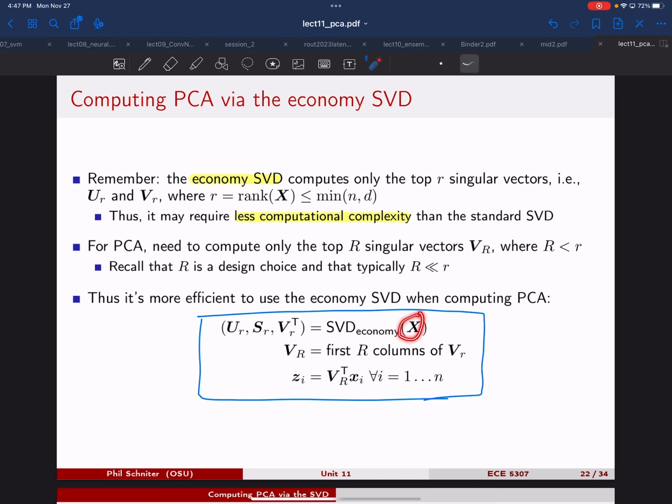You take your feature matrix, do the economy SVD. That's going to give you U, S, V transpose. And we're going to extract the first R columns of V, call that V_R. Once we have that matrix, we know this is how we construct our compressed feature representations. We just take that V_R transpose, multiply times our features to get our Z's. So that's it.